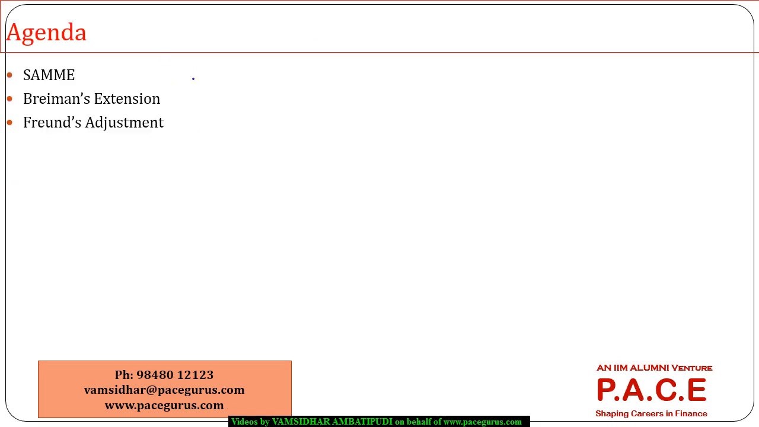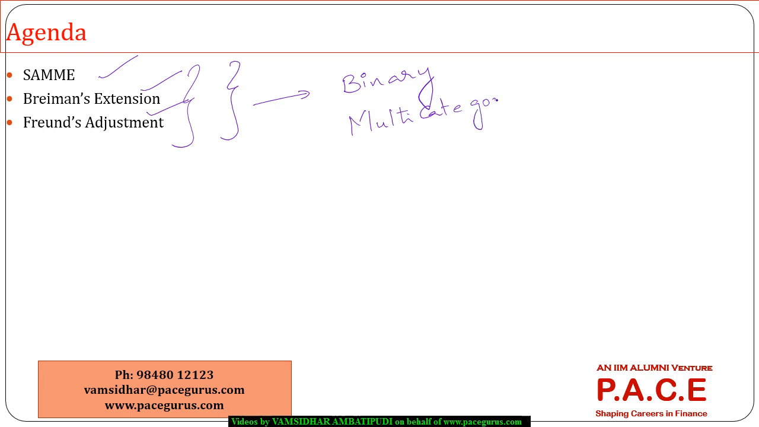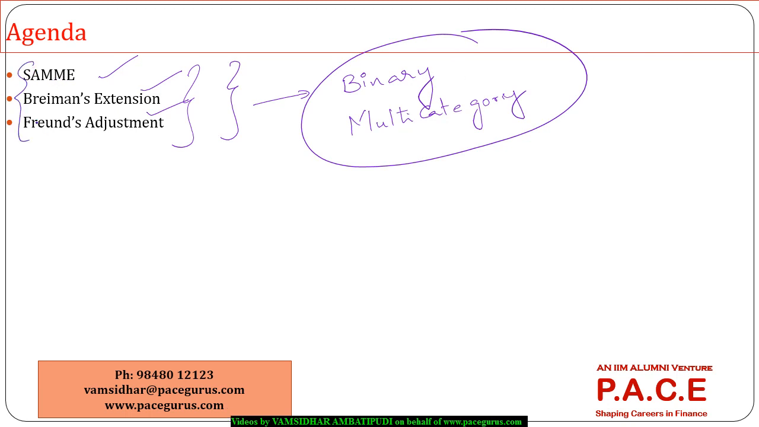In this context, we are talking about three different algorithms: the SAMME algorithm, Breiman's extension, and Freund's adjustment. Again, these are the three which are majorly targeted. These three can be used either for binary classification or for multi-category classification. I just want to give you exposure to different kinds of algorithms, so I wanted to cover these three separately. Remember, these are all different extensions to the AdaBoost algorithm, small changes done to AdaBoost so that they can be extended to multiple categories as well.